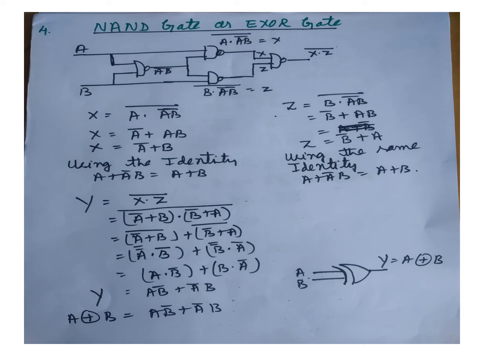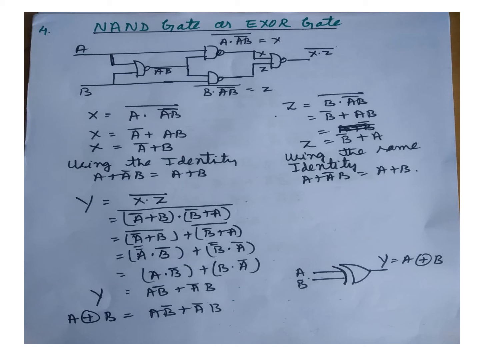Once again split it based on De Morgan's theorem. We have A double complement dot B complement plus B double complement dot A complement. So we have A double complement is A, so A dot B complement plus B double complement is B, we have B dot A complement. This is nothing but the XOR operation, that is Y is equal to AB complement plus A complement B.